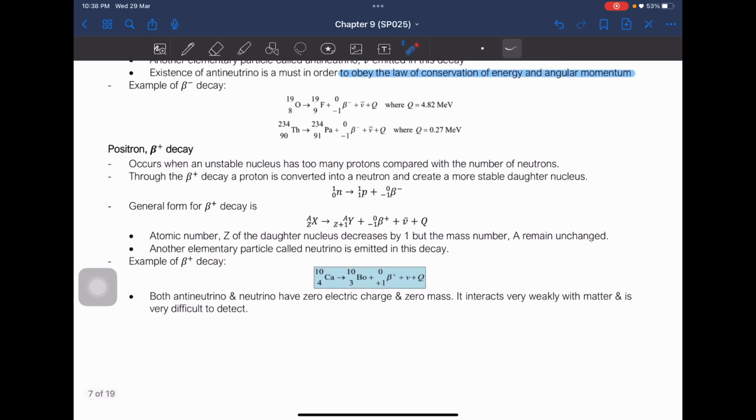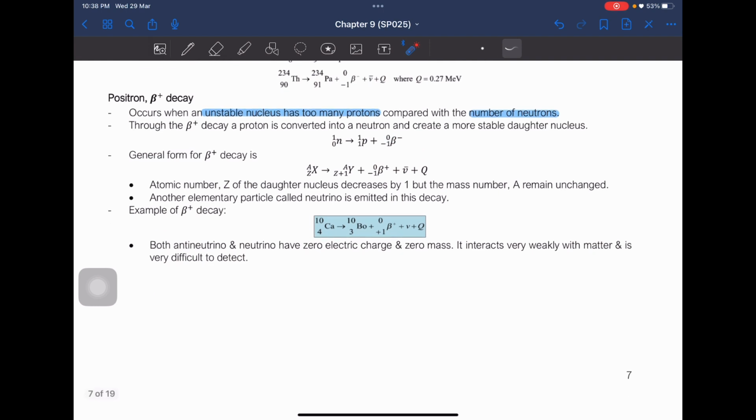Okay, so for positron decay, it occurs when an unstable nucleus has too many protons compared with the number of neutrons. So just now for negatrons it had too many neutrons, but now it has too many protons. Okay, so through the positron decay, a proton is then converted into a neutron and will then create a more stable daughter nucleus. So one of the neutrons will become a proton.